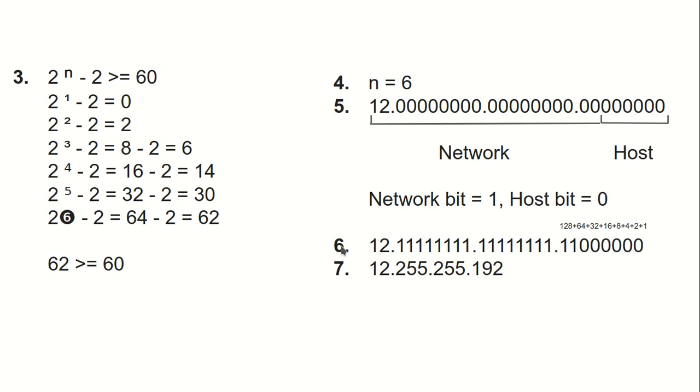Alright, so let's take the sixth point. The 12.000 bits have now become 111 because they are the network bits. After that, these 6 bits will remain the same because these are the host bits.